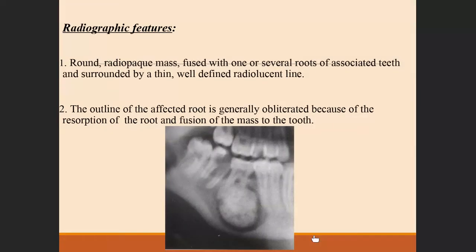Radiographically, as you can see in this radiograph, there is a round radiopaque mass fused with one or several roots of the associated tooth. You can see this radiopaque mass fused to the tooth root, and surrounding that you can see a radiolucent line or radiolucent rim. If you look carefully, the outline of the root is obliterated because this tumor tissue has resorbed the tooth root, and this mass has fused to it. So the root outline is completely lost.